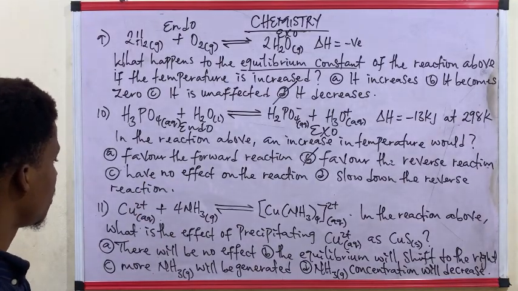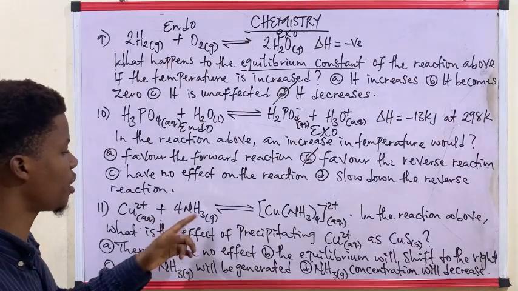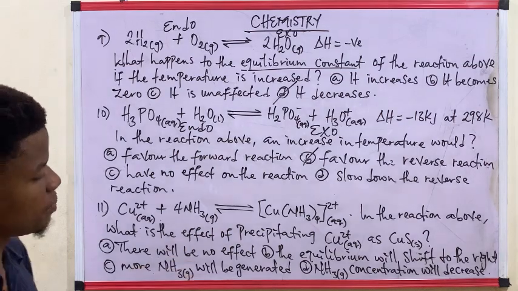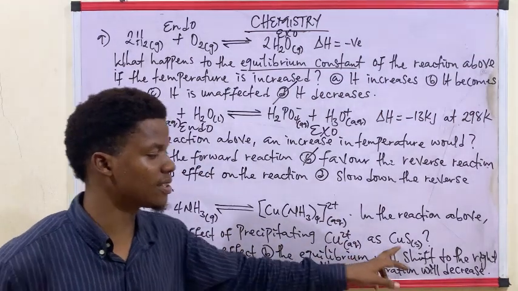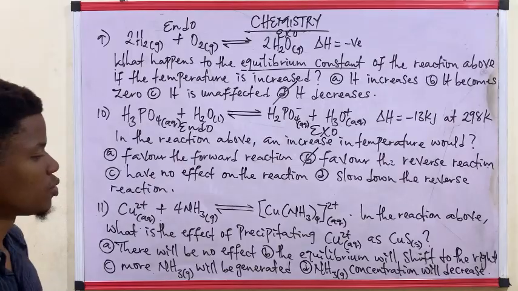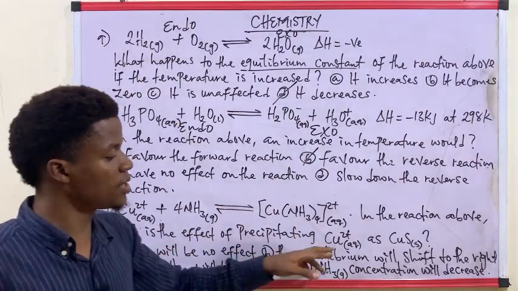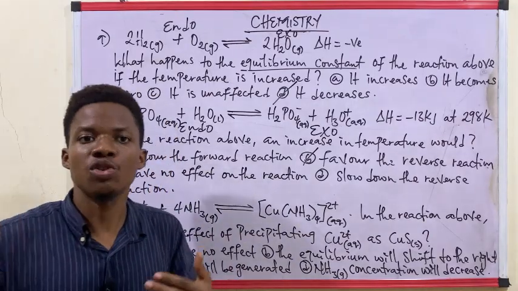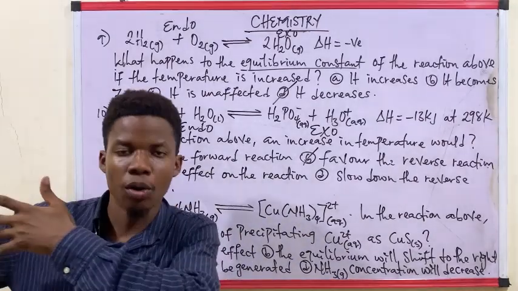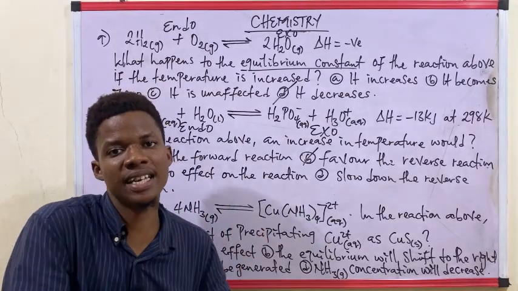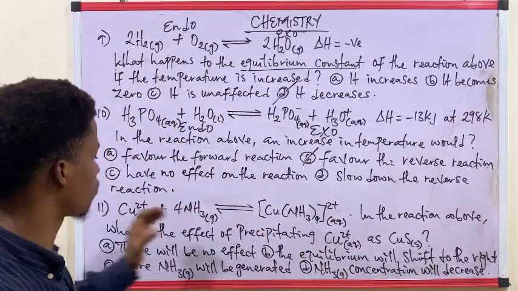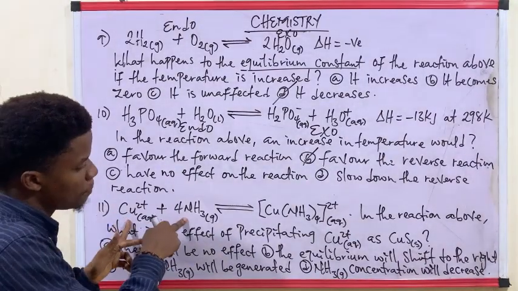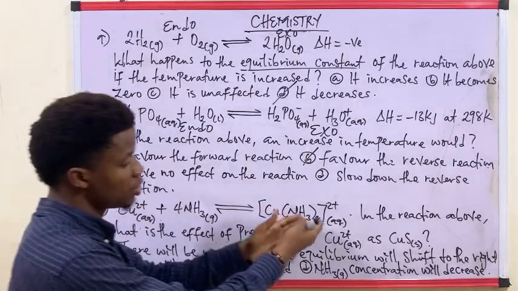Then question 11 says Cu2 plus plus 4NH3, and so on. In the reaction above, what is the effect of precipitating Cu2 plus as copper sulfide, CuS? So now, what is the effect of precipitating this? The precipitation has to do with something that is being removed out of a solution. So that's precipitation, like you are saying taking out. So when you remove Cu2 plus, what will happen? Remember, removal from one part favors the same part. Addition to one part favors the opposite part.